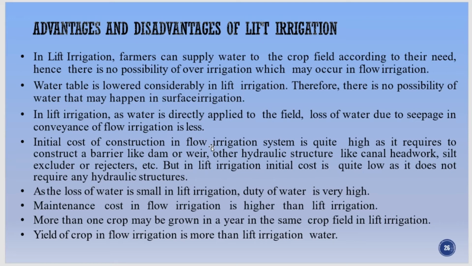Now the problem with lift irrigation is that it is very efficient for micro irrigation. Means if there is a small area of land that is to be irrigated, it will be more efficient. But when you go for a larger area, flow irrigation becomes a necessity. Okay, like this you can see there are some advantages and disadvantages which have been listed here.